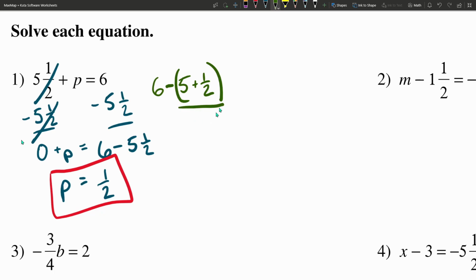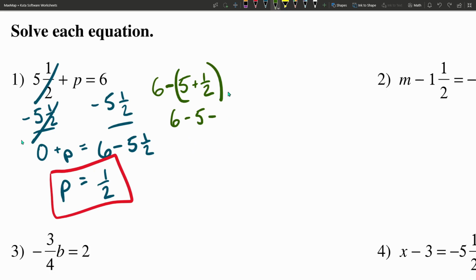And I'm going to put parentheses around this because that half is with the 5. So if I have 6 minus (5 plus 1/2), parentheses may be a bit confusing, but I'm just subtracting the 5 and I'm subtracting the 1/2. So I can rewrite this without the parentheses as 6 minus 5 minus 1/2, because I'm subtracting that 5 and 1/2. 6 minus 5 we know is 1, so working left to right, we have 1 minus 1/2, which is simply 1/2.